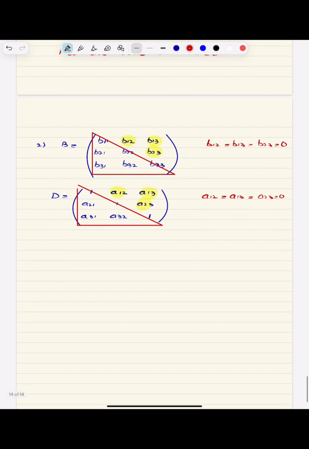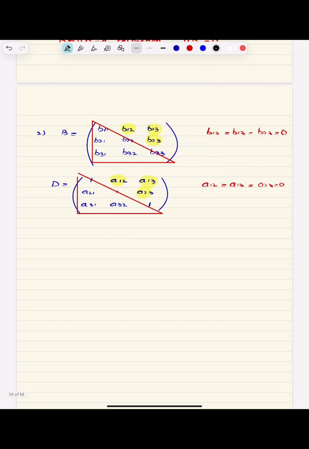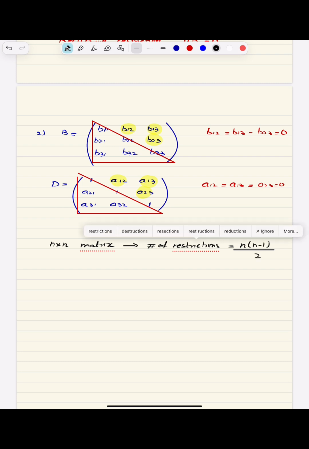So mathematically, if you have an n by n matrix, then the number of restrictions that you need to place is going to be n times n minus 1 over 2. Okay, so that's it for this question.